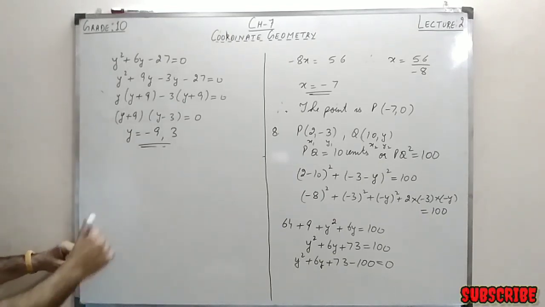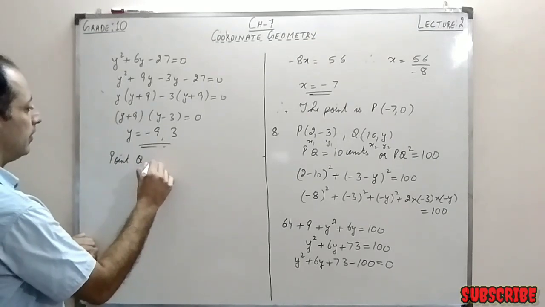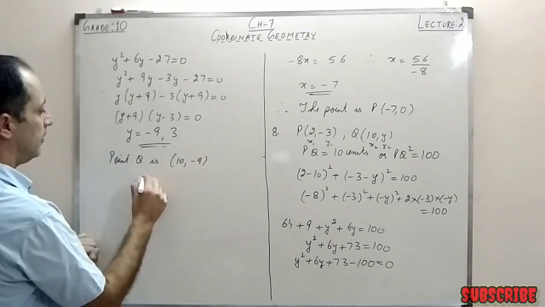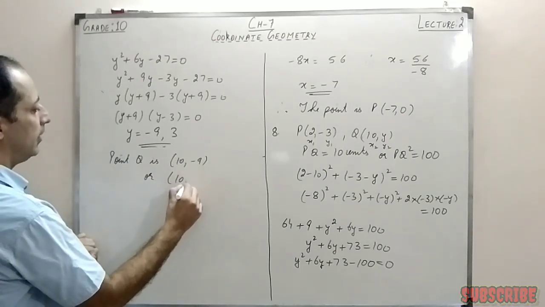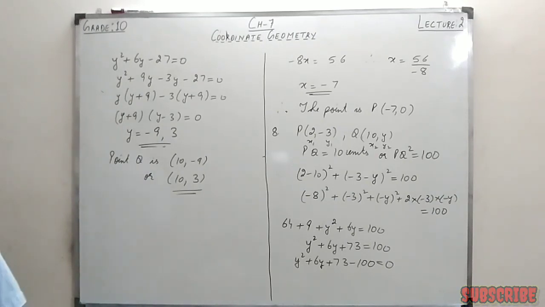It means the point Q is (10, minus 9) or (10, 3). Right. So, this is the way we can do it. Let's go to the next question now.